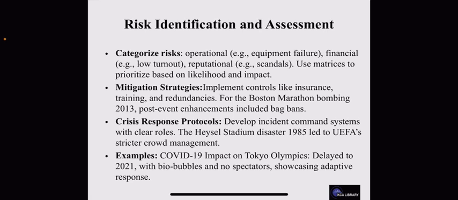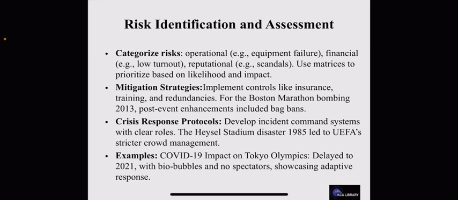So now let's move on to risk identification and assessment. How do we identify risk and assess it? We have categorize risk, the second one is mitigation strategies, while the third one is crisis response protocols. Let's take categorize risk, for instance. This has to do with operational, financial, reputational risks. So it could be equipment failure, it could be low turnout, it could be scandals. You use matrices to prioritize based on likelihood and impact.